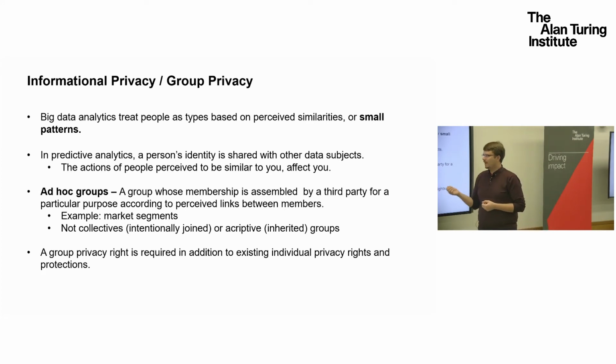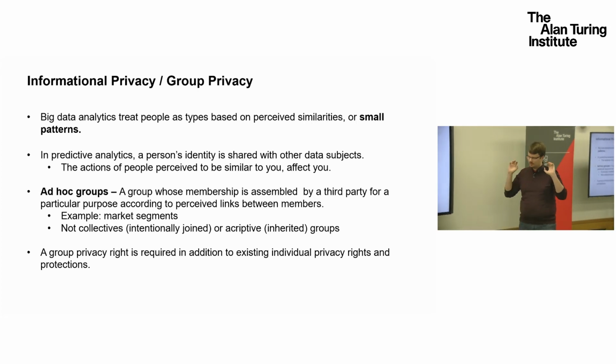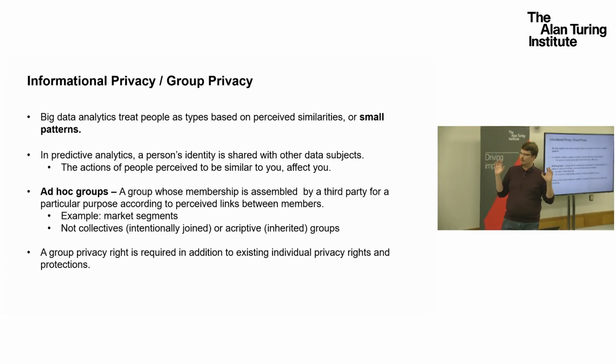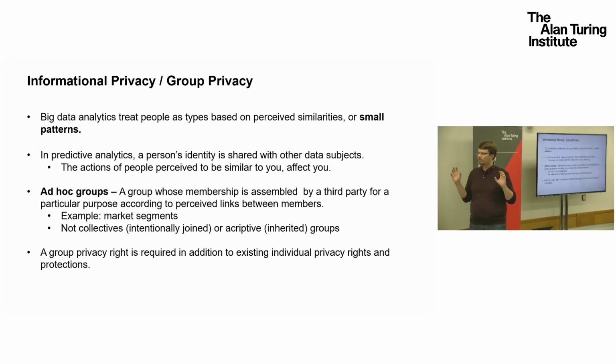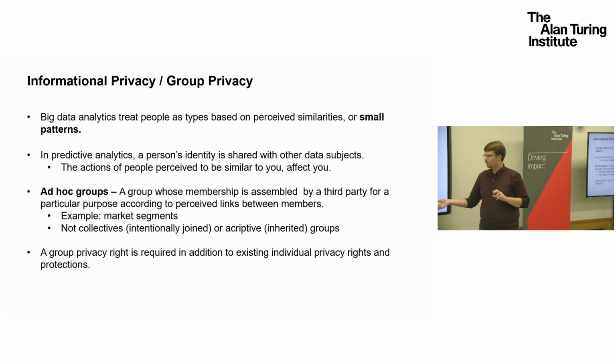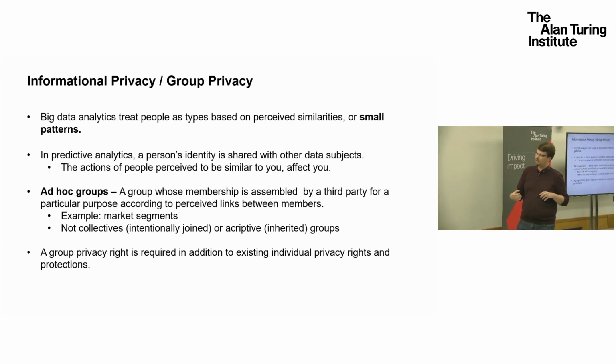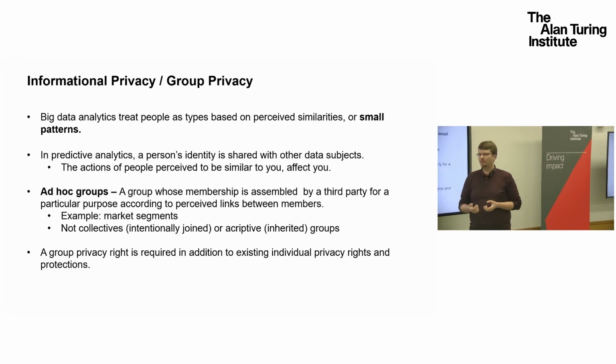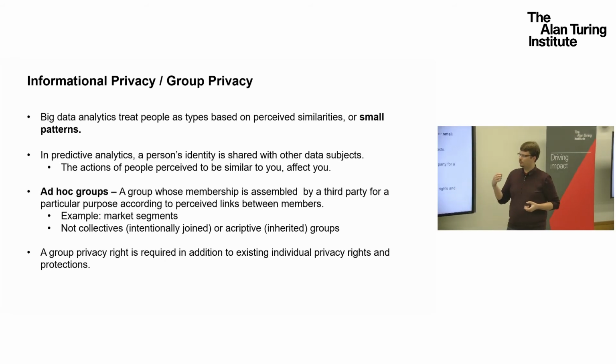So essentially what we have are these ad hoc groups, where it's a group that doesn't actually exist in the perception of the members. The members aren't necessarily going to know that they're a part of the group, but rather it's something that's being assembled by a third party for a particular purpose, for making a decision, and it's going to be based on these perceived very small links between people. So market segmentation would be a very high-level example of this. I'm talking, though, about groupings that are even more specific than that, more specific than, say, men between the age of 35 and 40 living in London.